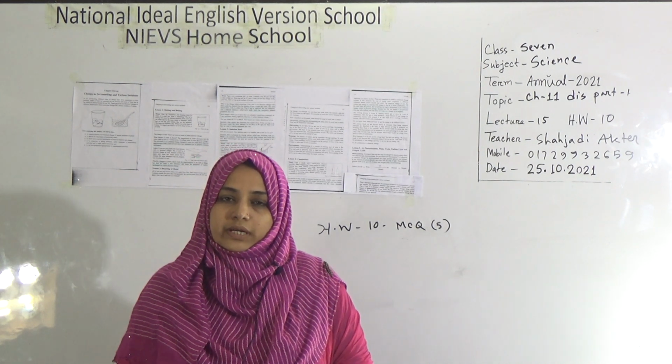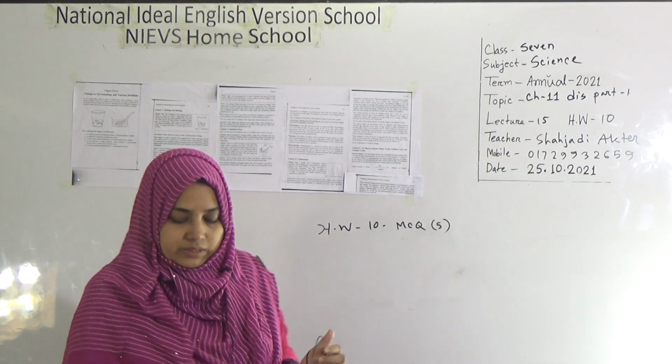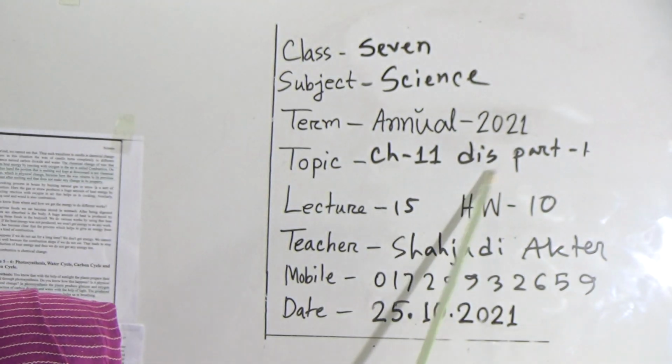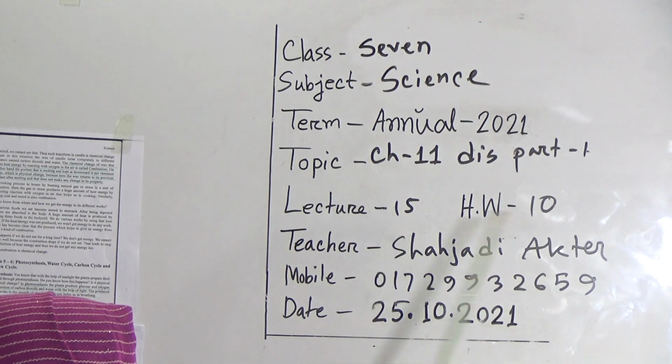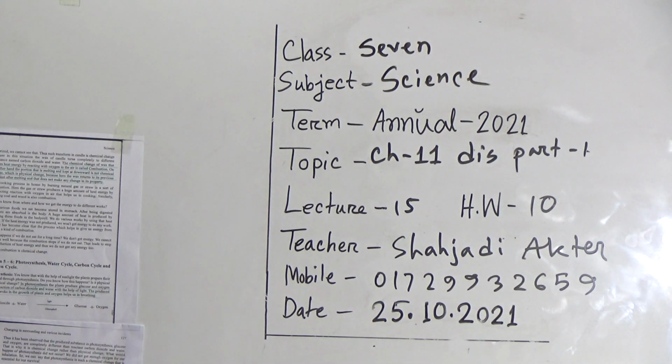Today I am going to take a science class for class 7 students. My dear students, our today's topic is chapter 11, discussion part 1, today's lecture number 15 and SW number 10. Now my dear students, let's start our class. This is chapter 11, change in surrounding and various incidents.